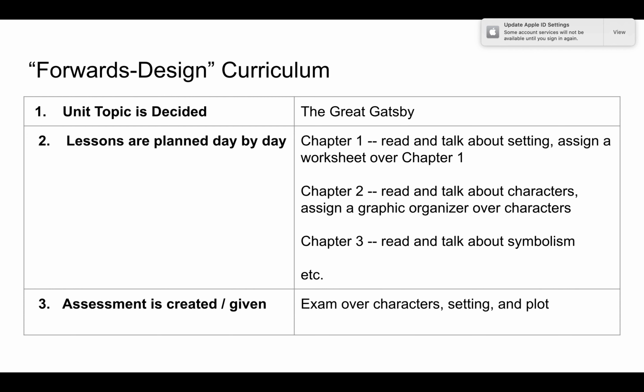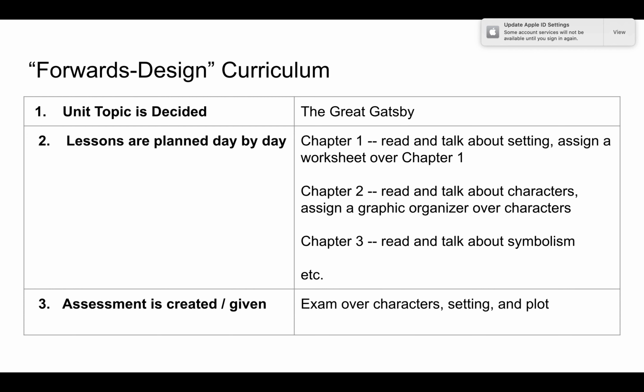Okay, then what am I going to do for chapter 1? Okay, we're going to read chapter 1 and then we're going to fill out a worksheet with questions over chapter 1. As we do it, we're going to talk about setting to make sure they understand the East and the West Egg. Okay, chapter 2. We're going to read and talk about the characters. Oh, I've got this graphic organizer about the characters and how they're related. I'm going to have them note little aspects of characterization, draw a big web on how everyone's related. Okay, chapter 3. We're going to read chapter 3. I'm going to start to point out symbolism, and we're going to talk about symbolism. And then so on and so forth, all the way through all the chapters of the novel.